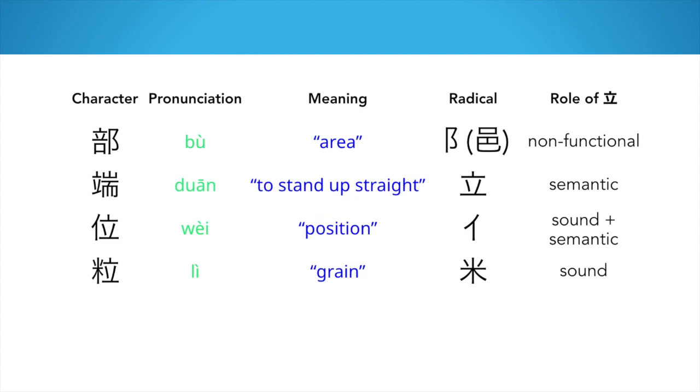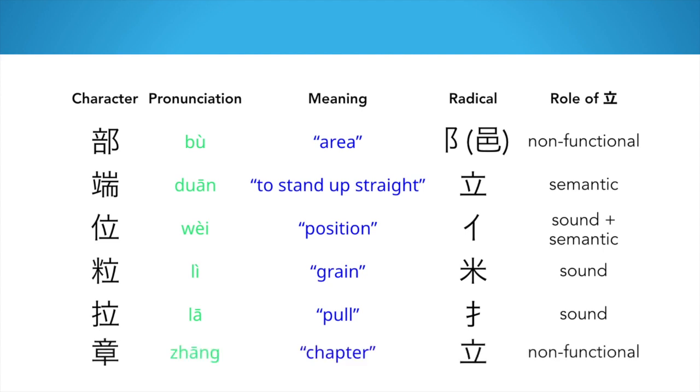In li, the radical is 米字旁, and 立字旁 is the sound component. In la, the radical is 提手旁, and 立字旁 is the sound component. In zhang, the radical is 立字旁, and 立字旁 is non-functional. It's actually just part of xin.